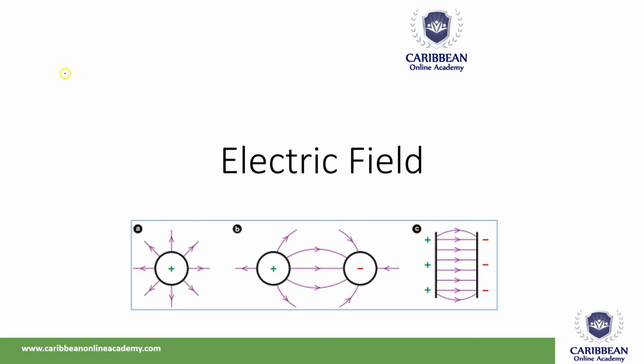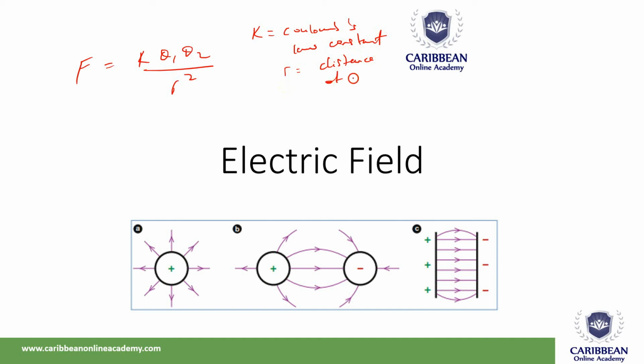And if we can recall from Coulomb's law, the force that exists between two charged particles is given as K times Q1 times Q2 divided by R squared, right? Where K is what we call the Coulomb's law constant. Fair enough? And then R is just the distance of separation between the charged particles.